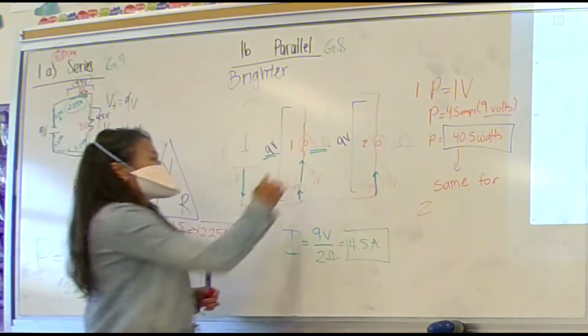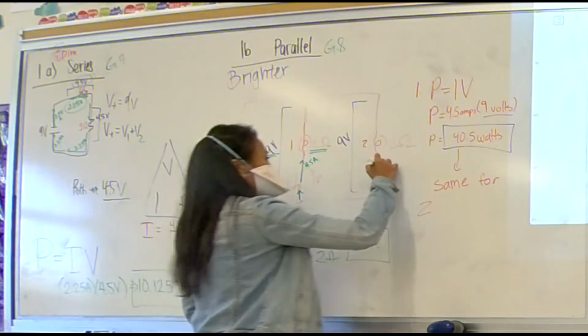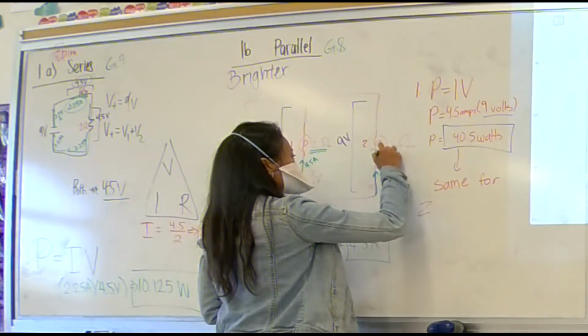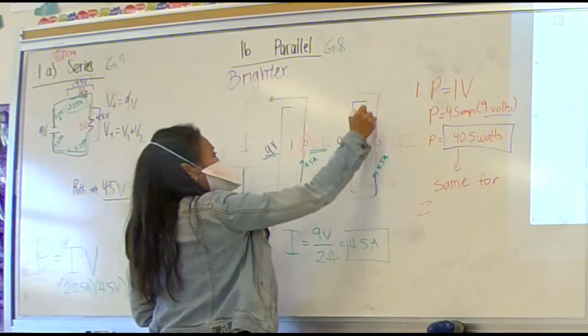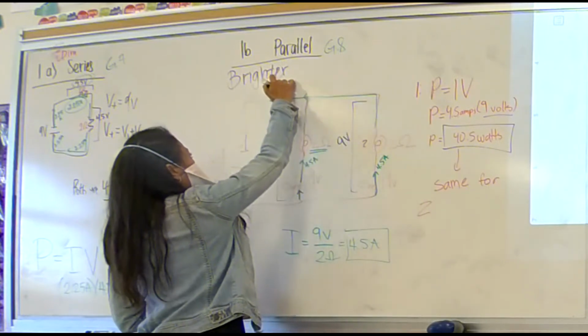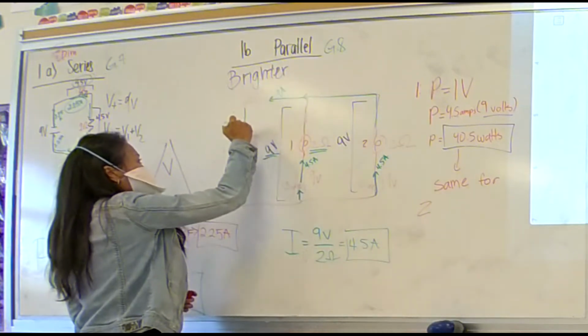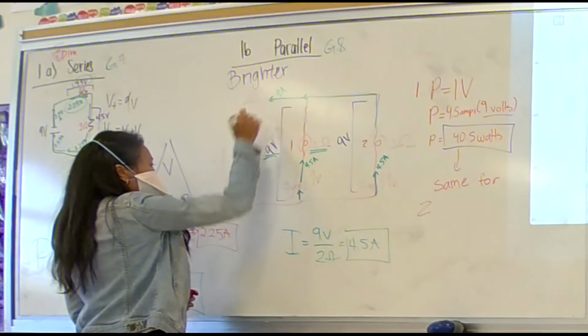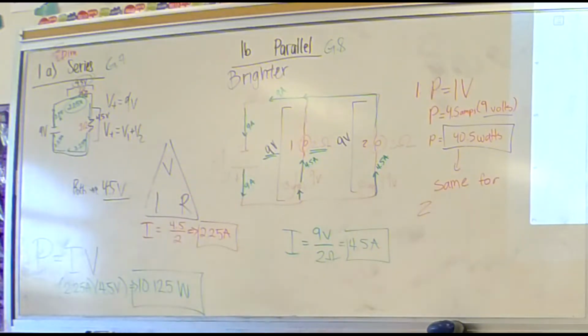So, if I know this is 4.5 amps, and I know this is 4.5 amps, when they come back together to the negative side of the battery, they're going to add together as 9 amps coming in and 9 amps coming out. Does that make sense? Question.